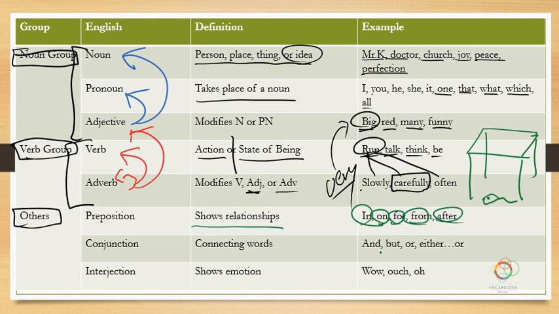Conjunctions are the connecting words like and, but, or, either, or. Most common ones we think of are the three: and, but, and or, but there are other kinds of conjunctions as well. Interjection is pretty much useless. It's words like ow, wow, ouch, oh, words that are exclamatory, and its definition is that it shows emotion. It's really unimportant, but you should know the name anyways.